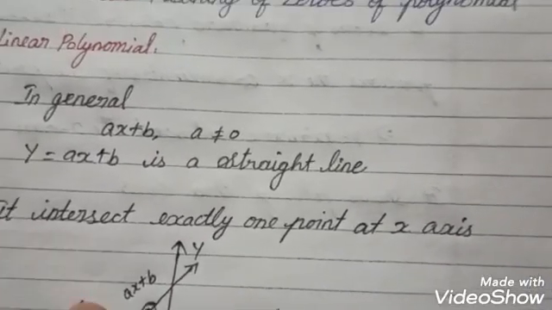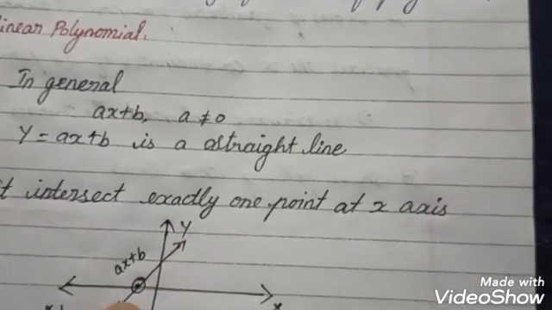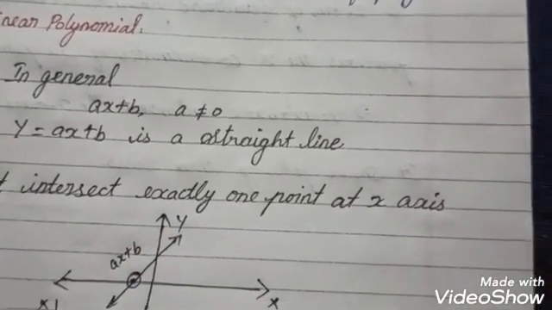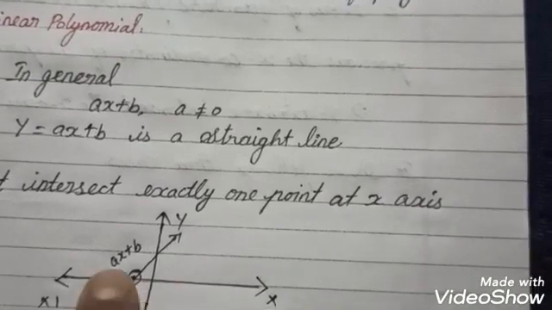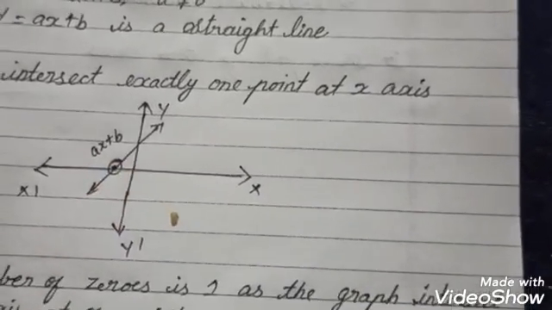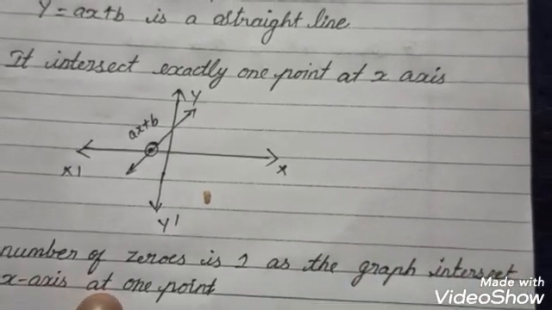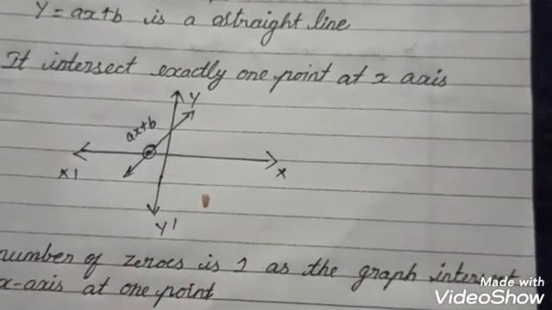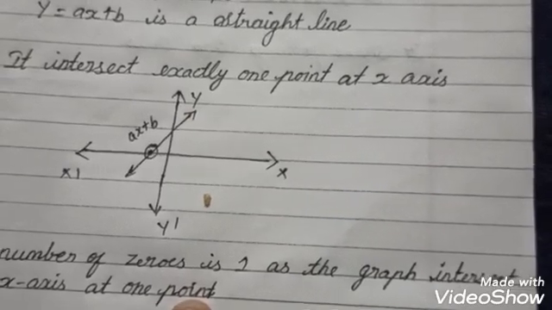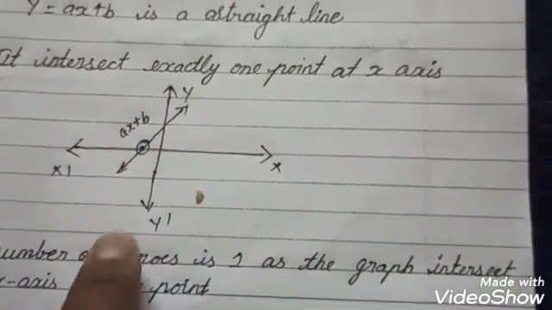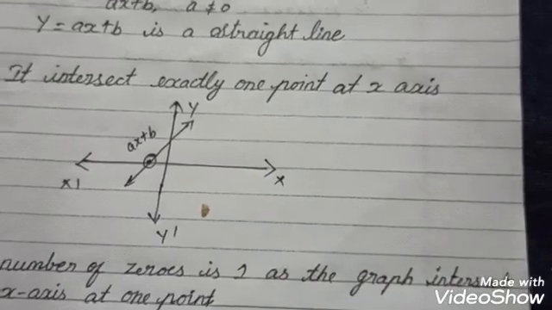Now you see, this straight line can intersect at only one point. So we clearly know that it has only one zero of the polynomial. So the number of zeros is 1, as the graph intersects the x-axis at one point. It intersects at only one point, so we say it has only one zero.